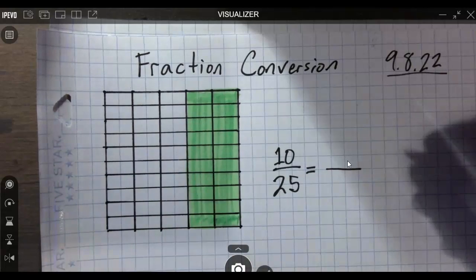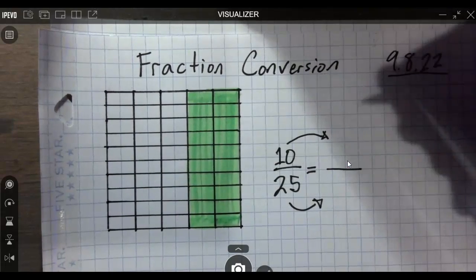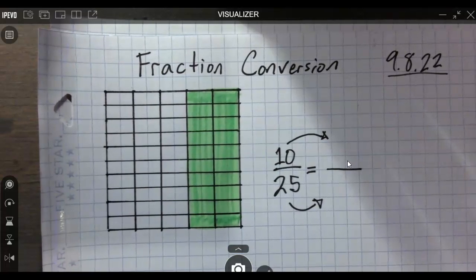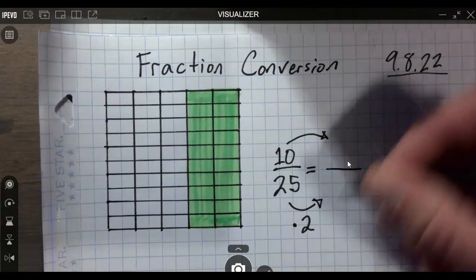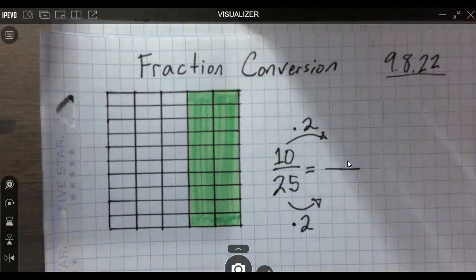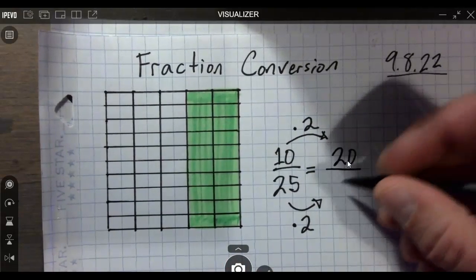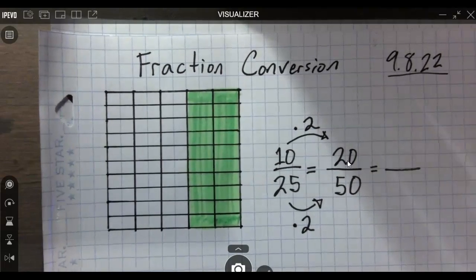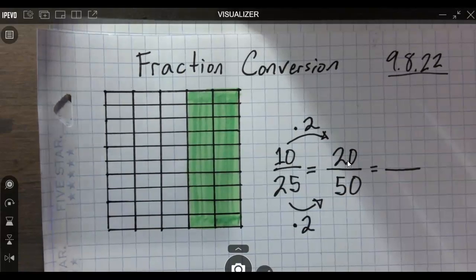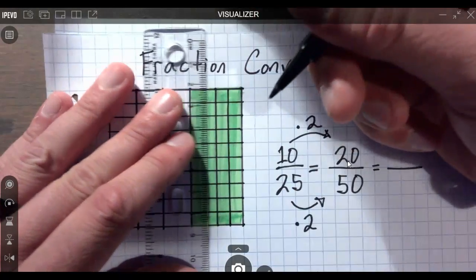So what did I just do? What did I just do with each slice? I cut them more specifically in half. But what does that do to the number of slices? It doubles them. So this would be times 2 times 2. So now how many shaded slices do I have? 20 over 50. And you can see where I'm going with this. If we do it again, like the other direction.